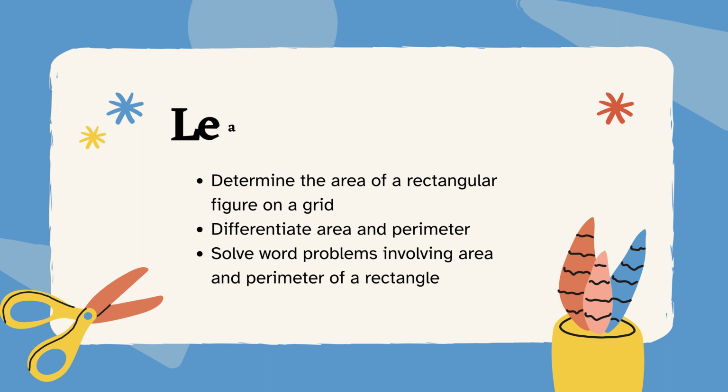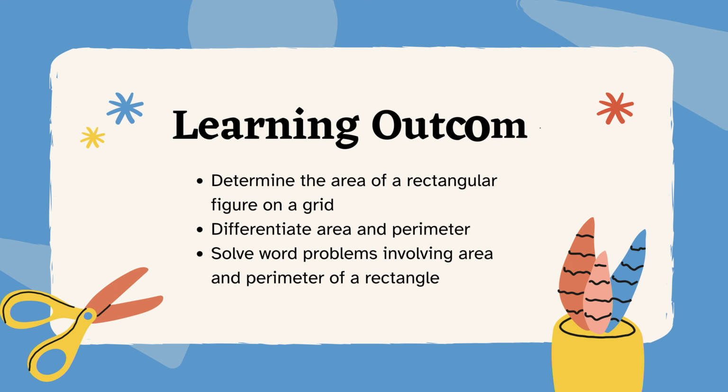Let's embark on our journey with a lesson outline. 1. Area of a rectangle on a grid. Explore the grid, where vertical and horizontal lines form a square. Each square measures 1 square unit.